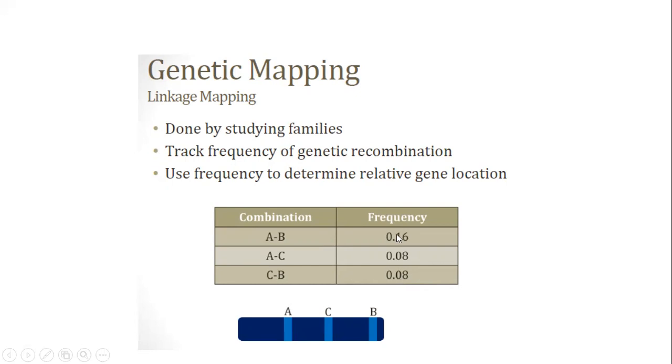Like you see that 0.16 is the frequency of combination A and B, and 0.08 and 0.08 are the frequencies between the A, C, and C, B combinations. Yes, so this is much bigger, which means that A and B are located farther from each other than A and C or C and B. Yes, so A and B are far from each other, and the distance between C and A and between C and B is the same.